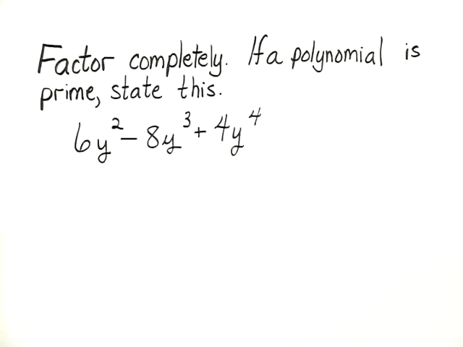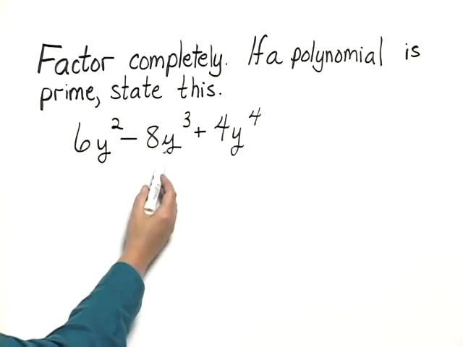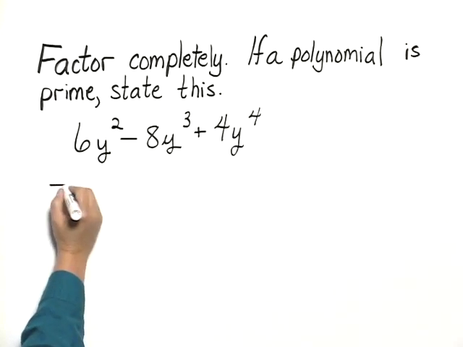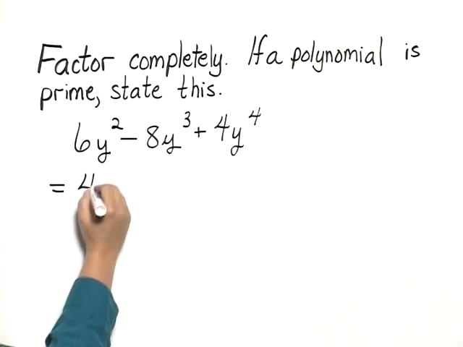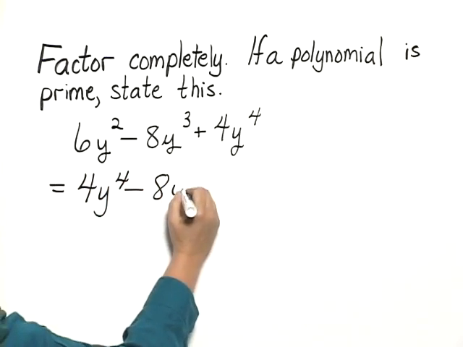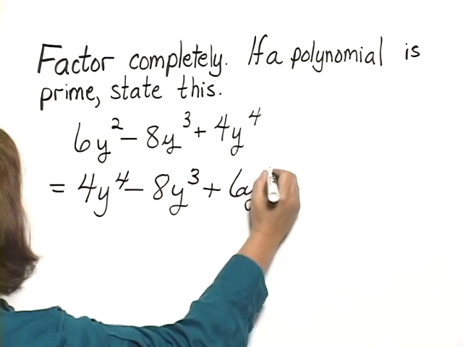Factor completely. If a polynomial is prime, state this. The polynomial is 6y squared minus 8y cubed plus 4y to the fourth. Let's write this in descending order, writing 4y to the fourth first, minus 8y cubed plus 6y squared.